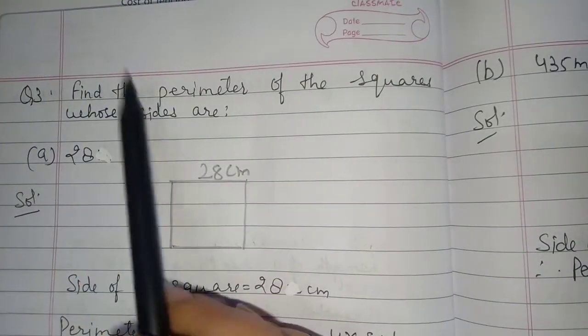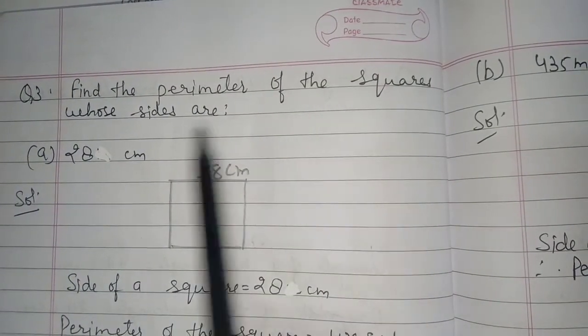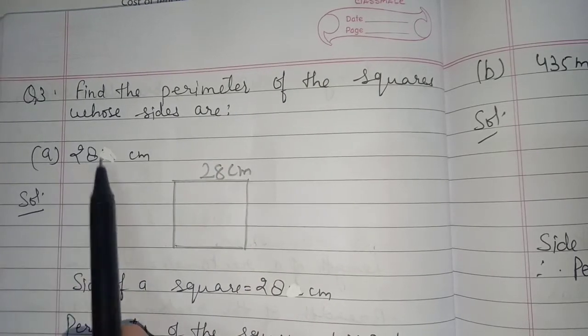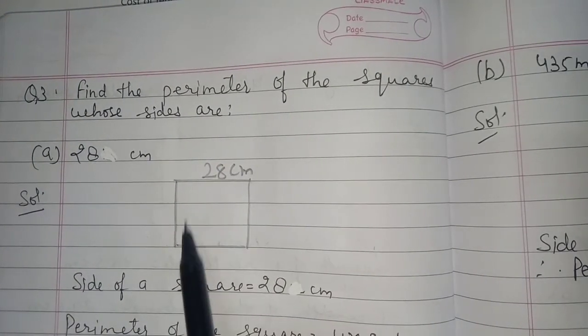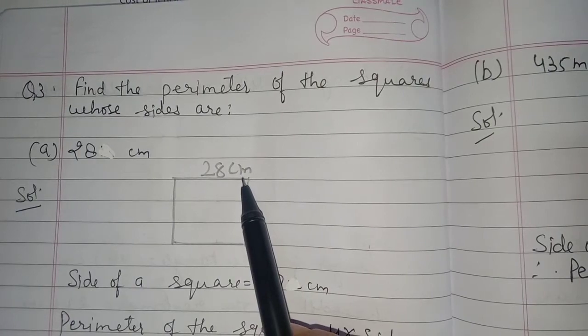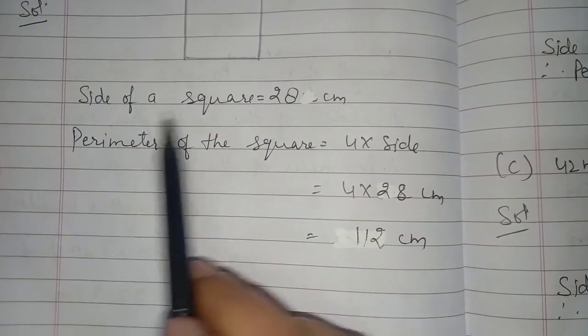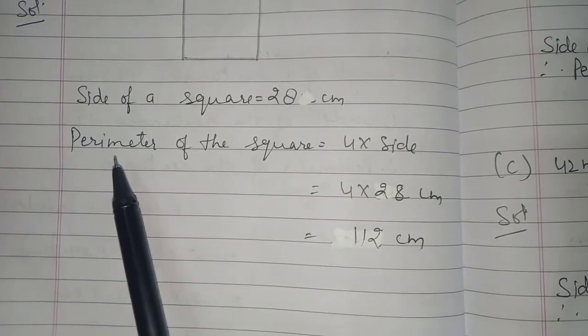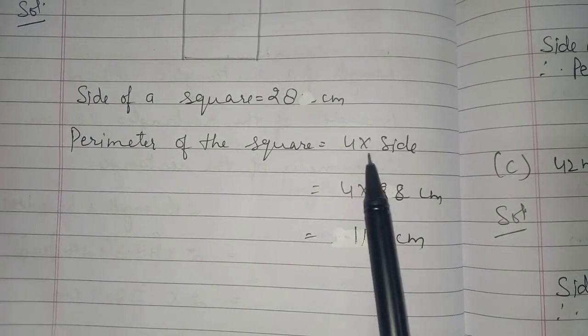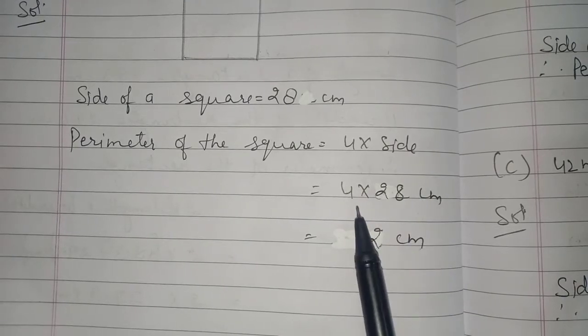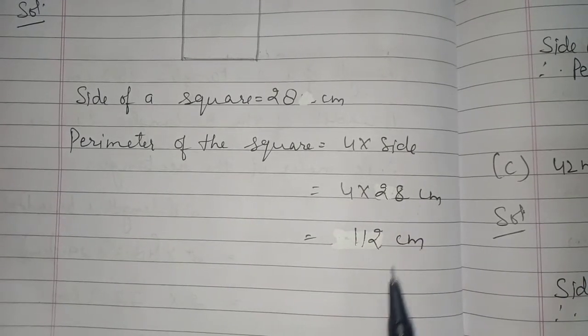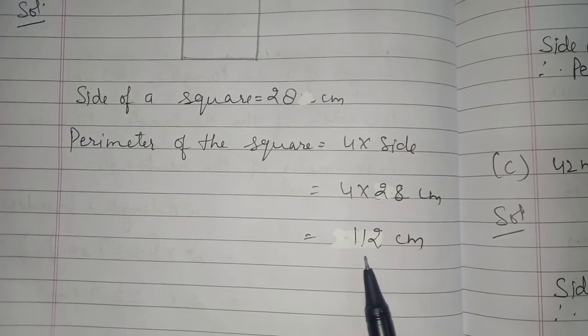Question number 3. Find the perimeter of the square whose sides are, part A, 28 centimeter. So we have to draw a square and mention its side here, and then we will just do the solution. Side of a square 28 centimeter. Perimeter of the square will be 4 multiplied by side, means 4 multiplied by 28 centimeter. So the answer will be 112 centimeter.